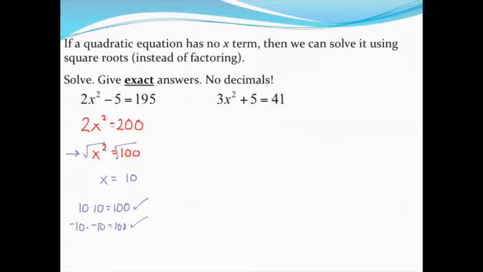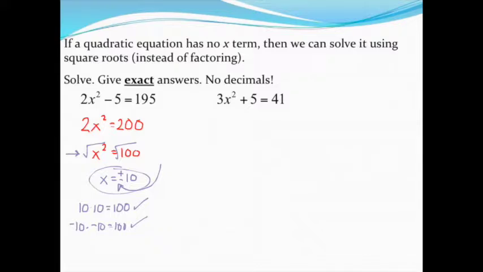So when we're solving with square roots, there's a positive and a negative version of our answer. That's a big thing people forget about, that plus or minus sign. But make sure you have that on your solutions. There's always going to be 2 when we're solving with square roots. So there's a positive and a negative 10, both as solutions.